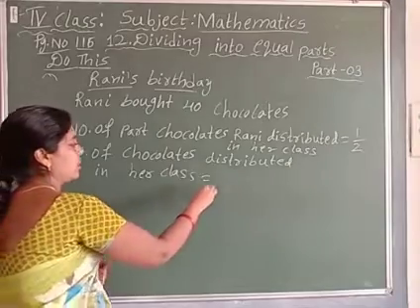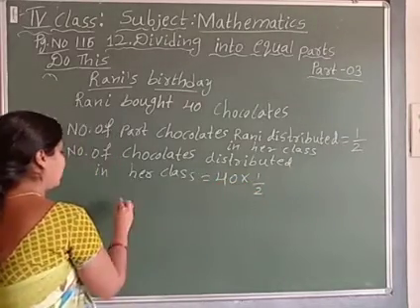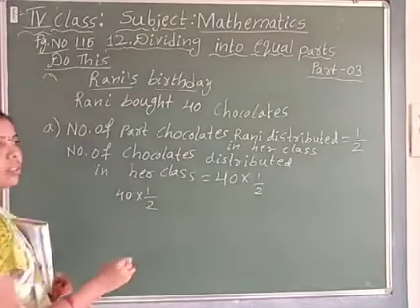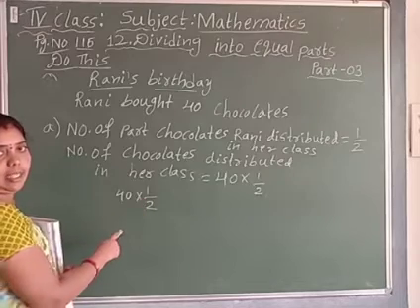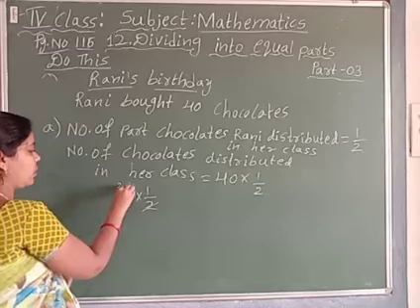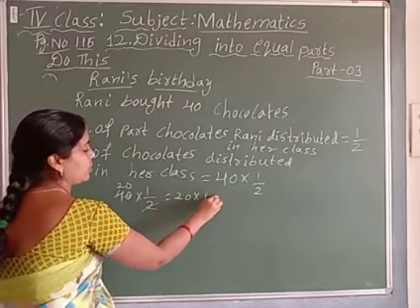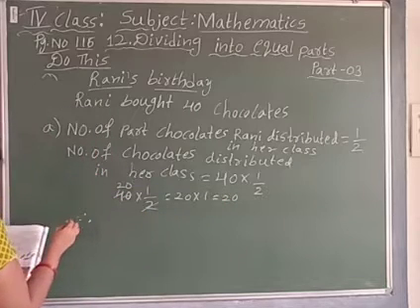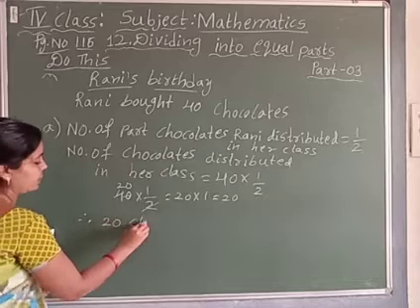Total 40, no? 1/2 part. So 40 into 1/2 is equal to, see here, how much will it become? So you know children, cutting. 2 and 2, 2 fours are 4, 0, 0. 20 into 1, 20. So therefore 20 chocolates.